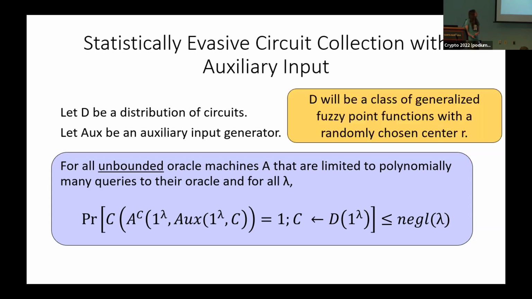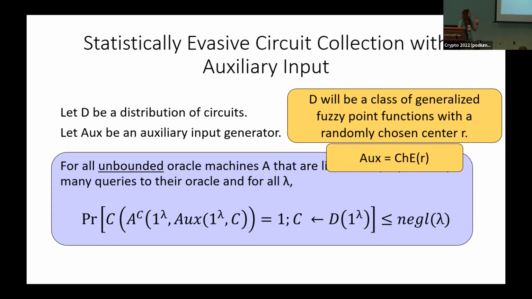So in our setting, our class of circuits will be generalized fuzzy point functions for some random center R. And by this, we mean you pick a random center R, and then the function will output 1 if its input is close to that center, and otherwise it will output 0. And our auxiliary input will be Eve's channel on the center R. So in order for this to satisfy this definition, we require that even given this leakage on the center, you still can't find something that is close to the center for some notion of close.